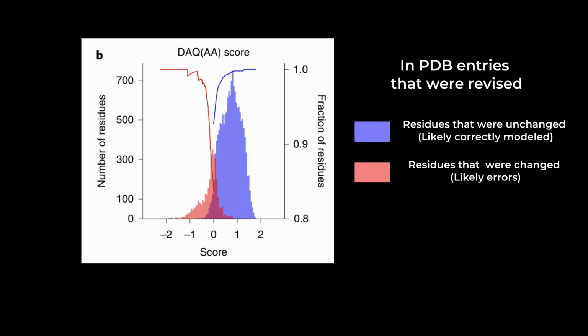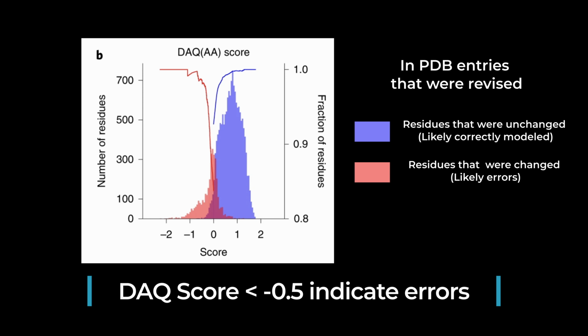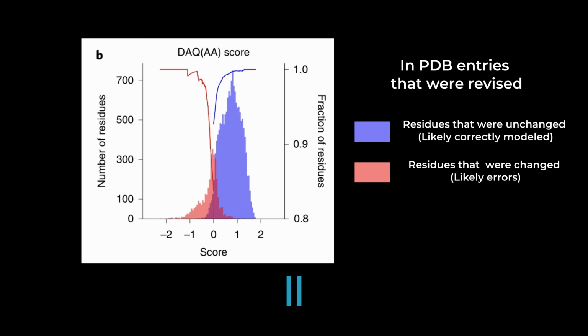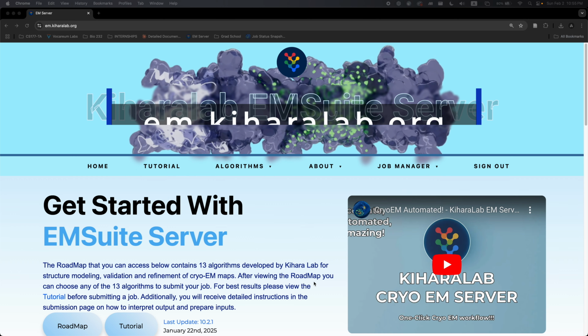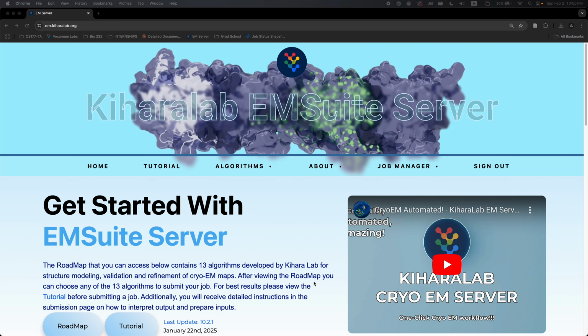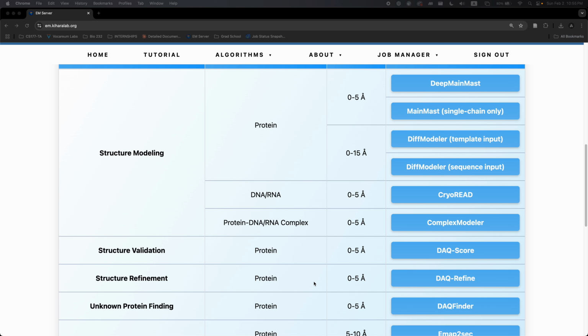Here, red is the distribution of DAQ scores of incorrectly modeled residues, and blue is the distribution of DAQ scores of correctly modeled residues. You can clearly see that below DAQ score of negative 0.5, all of the residues are incorrect. This means that if you see DAQ score below negative 0.5 in your protein model, then there is most likely a modeling error. To get started, visit em.kiharalab.org and scroll down to the roadmap section.